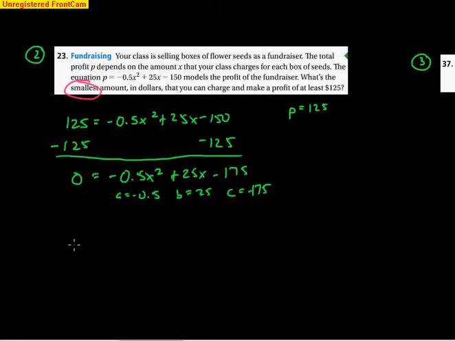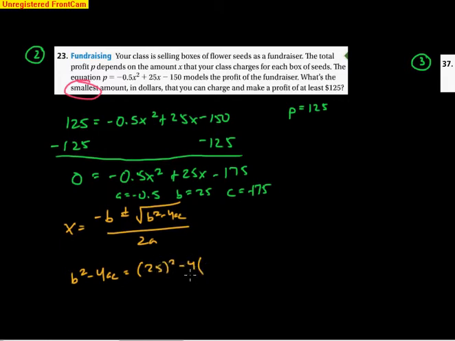The quadratic formula says x equals the opposite of b, plus or minus the square root of b squared minus 4ac, all over 2a. And I like to do the discriminant first, which is the b squared minus 4ac part. So we'll do b squared minus 4ac equals 25 squared minus 4 times a times c. So we use our calculator, 25 squared minus 4 times negative 0.5 times negative 175.